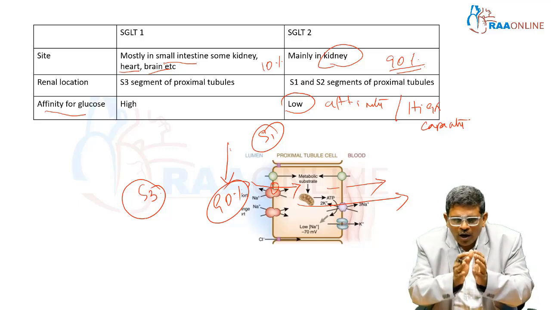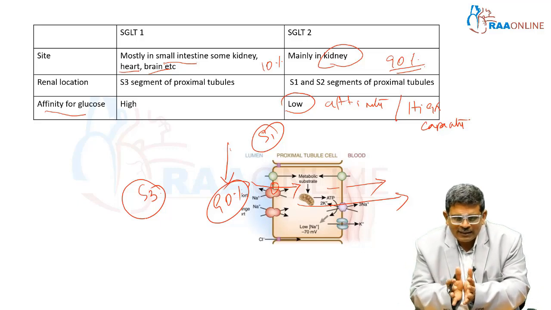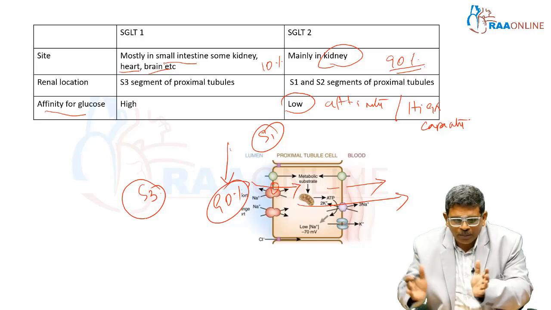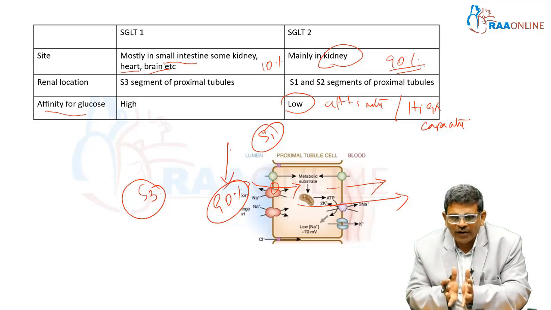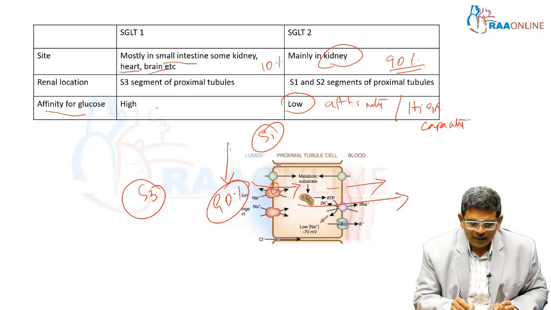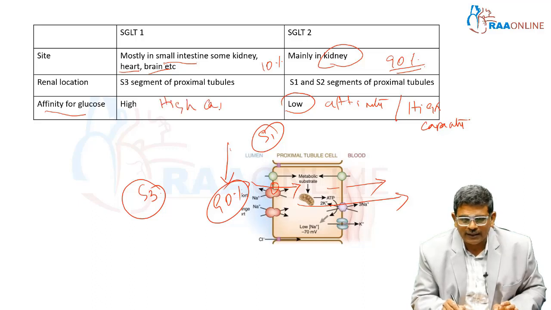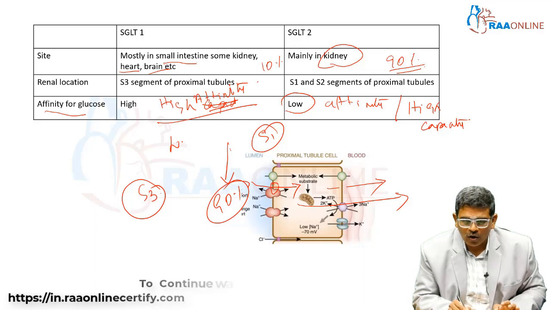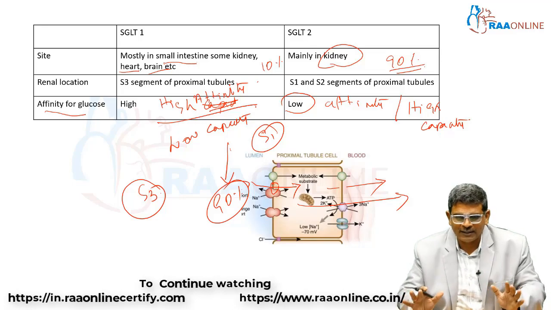So there lies the beauty of how the proximal convoluted tubule has been made. SGLT2 has low affinity, and that is the advantage, because the glucose has to keep moving from lumen to blood, lumen to blood. So they have to have a low affinity but high capacity. That is what we mean by low affinity, high capacity. Whereas SGLT1 has a high affinity but low capacity. So this is the difference between SGLT1 and SGLT2 receptors which are present in the kidney.